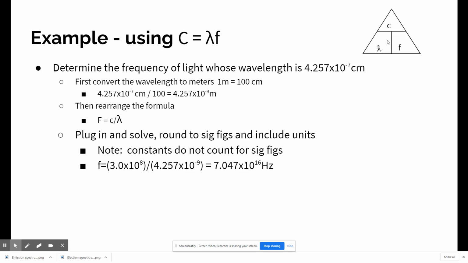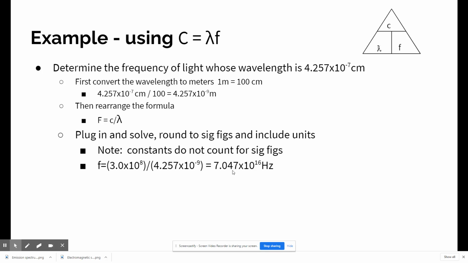Then I can use the triangle of doom expression to rearrange my speed of light formula to solve for the frequency. So if I want frequency, I can see that it is speed of light divided by the wavelength. So I get this formula, and then I can plug in my values for speed of light, which is 3 times 10 to the 8th, and the given wavelength, and divide them and solve.